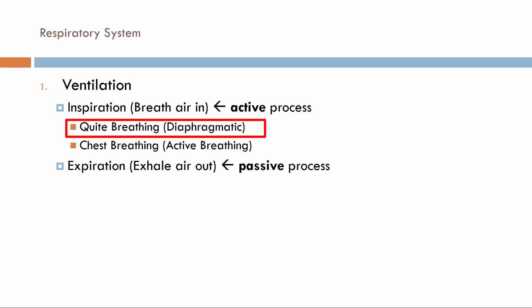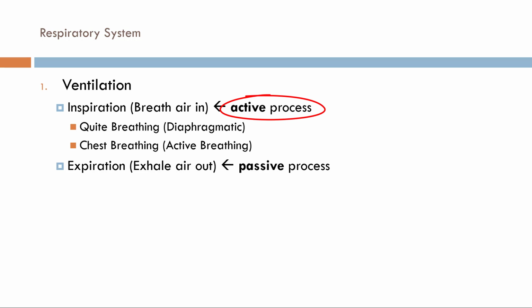And we look at two types of breathing. We have quiet breathing, or belly breathing, which is diaphragmatic breathing. Then we have chest breathing, or active breathing, which is involved in higher demand activities, which you'll see during exercise, but you can sometimes see that at rest. Then we have expiration, which is when we're ejecting air out. The big thing to look at is that inspiration is an active process.